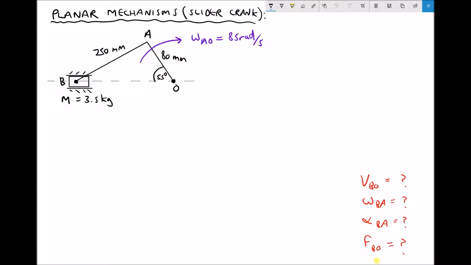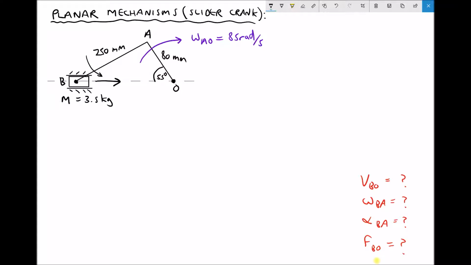Now in the bottom right hand corner we have a list of the variables that we're going to be calculating. First of all, we're going to be calculating the velocity of B relative to O, which is basically the velocity of the slider relative to the origin. So as the crank rotates clockwise, our slider is going to be moving in this direction with velocity VBO. Then we're going to calculate the angular velocity of B relative to A. So we have the linkage AB, and the angular velocity of B relative to A is going to be in this direction, and we're going to calculate the magnitude of that.